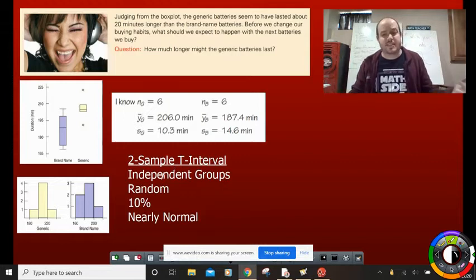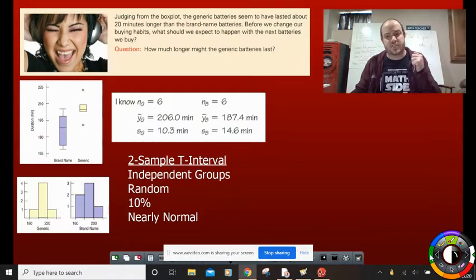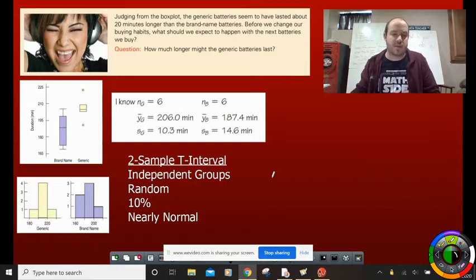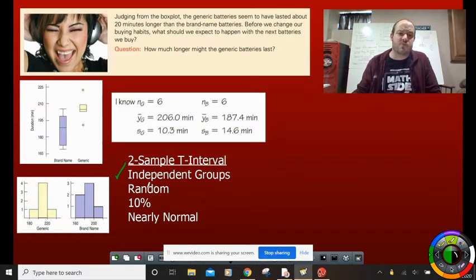Now, with that said, we do have a list of conditions here, so let's go ahead and check those. Independent groups: would the batteries of our generic brand change how long the brand name batteries will last? No. One of those will not affect the other, so that condition is going to be met. Was it chosen randomly? Well, because you're just taking batteries out of a packet, it's not like the manufacturing company is getting specific batteries that they know came off the line better than the other ones.